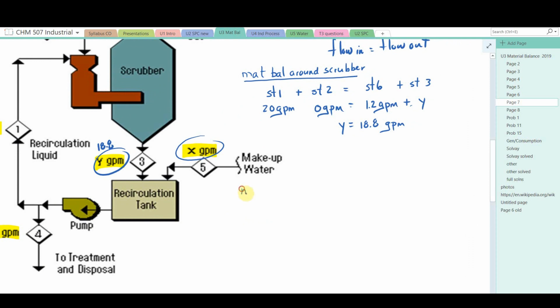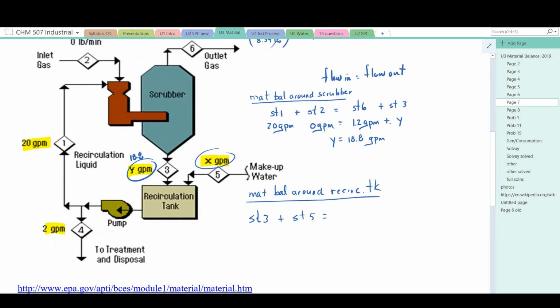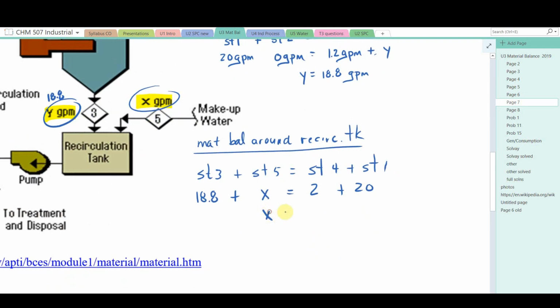Let's write that down. So I'm going to do a material balance around the recirculation tank. I have stream 3 plus stream 5. That's what comes in. What goes out is stream 4 plus stream 1. Stream 3 we determined was 18.8 gallons per minute. Stream 5 is what we're trying to solve for, that's x. Stream 4 is 2 gallons per minute, and stream 1 is 20 gallons per minute. So x is equal to 22 minus 18.8. It turns out to be 3.2 gallons per minute.